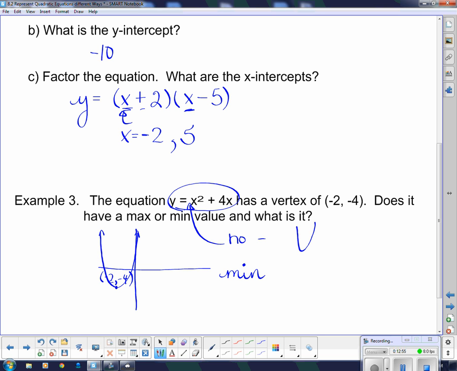Low stands for minimum. And what is that minimum value? Well, the lowest it gets to is negative 4. That's what this represents. The y value is negative 4. So this has a min of negative 4. And that concludes the lesson for today.